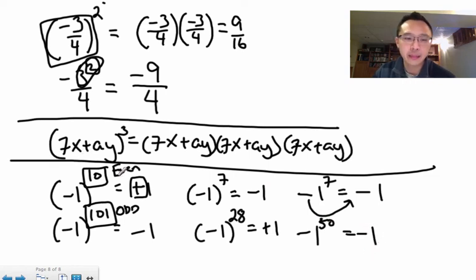Okay, recap. For even powers, if you have brackets, all the negatives will cancel each other to make a positive. If you have an odd power, your last negative will stand out, which makes everything negative. This only applies if you have brackets: odd, negative; even, positive. No brackets, this does not work.